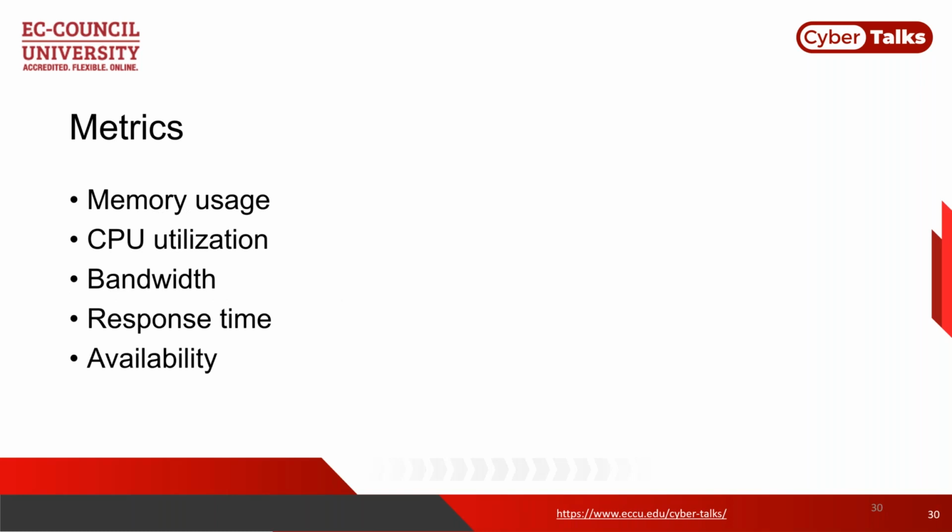Some of the metrics that we measured were CPU or memory utilization, bandwidth, response time, and availability of the system. So these are the performance metrics that everybody looks at, right? You can build a very powerful system, but how much memory is it going to take? How big a system do you need? That's very important.